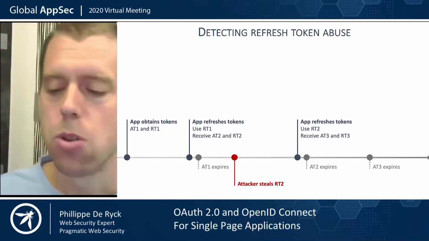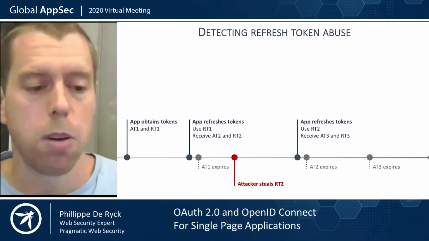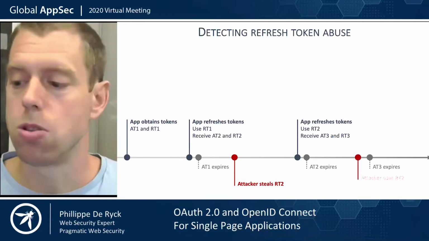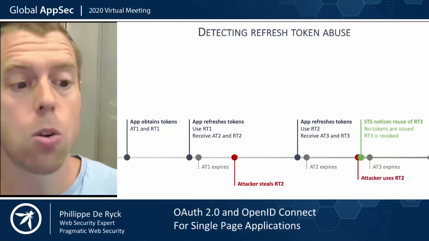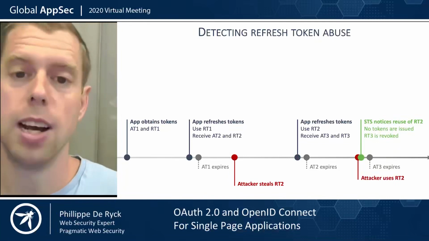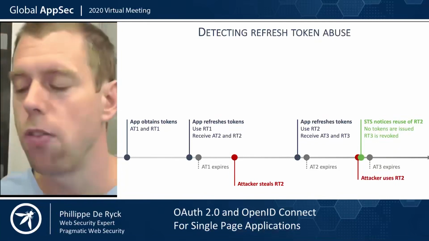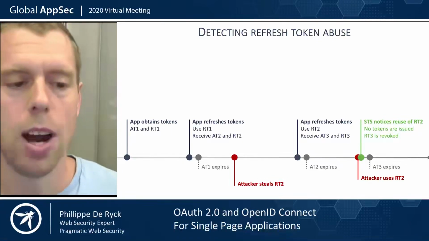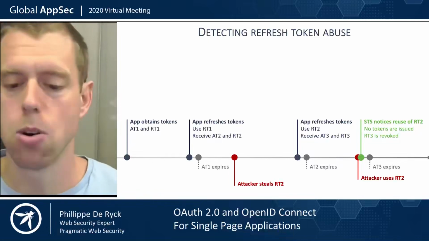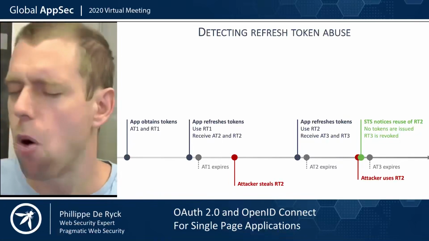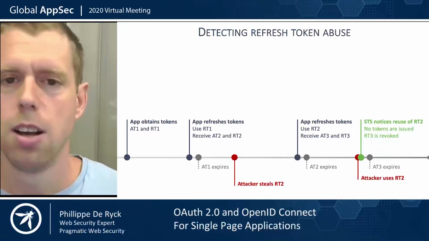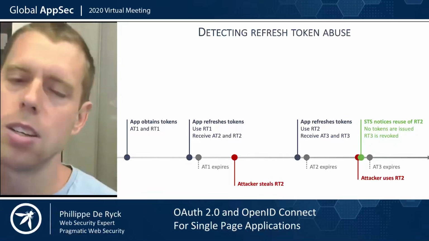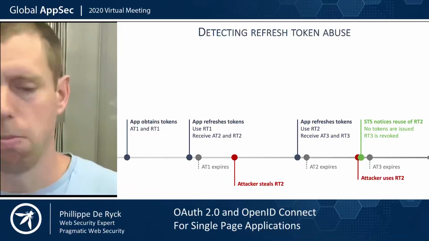However, since the attacker stole RT2 through cross-site scripting, for example, the attacker can now use refresh token 2 as well. However, the security token service will be looking out for that. When it receives the refresh token 2 from the attacker, on the right here, it will look at its list of refresh tokens and notice, hey, I already saw that token before. What the hell is going on here? And it's not even going to think like, should I allow this? No, it's going to be like, hell no, boom, done.